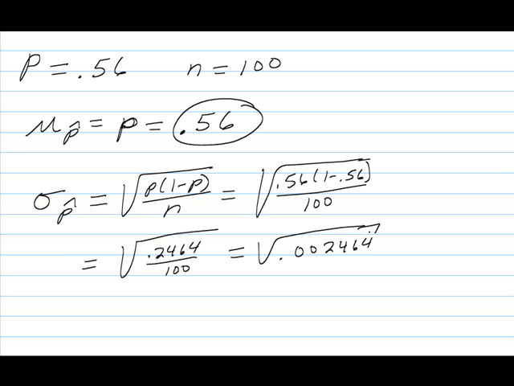0.002464. And if you plug that in your calculator and take that square root, you will get 0.0496. So the standard deviation for all p-hat values from samples of size 100 is 0.0496. Notice in this case that the mean is not affected by the sample size.